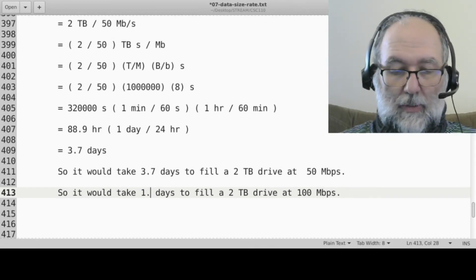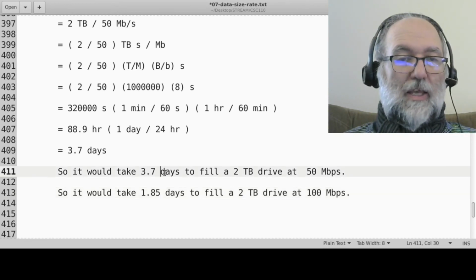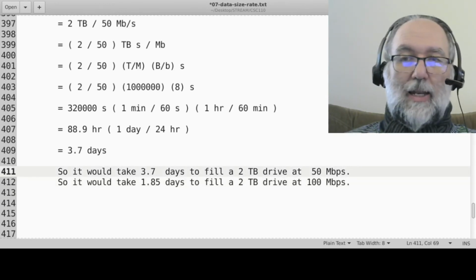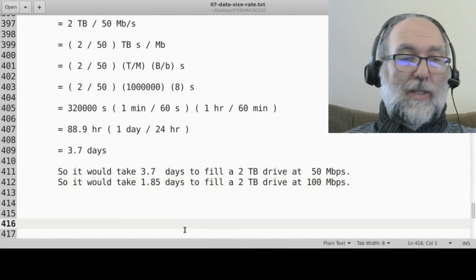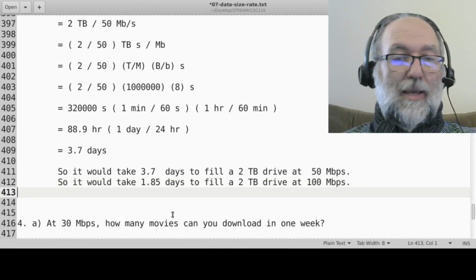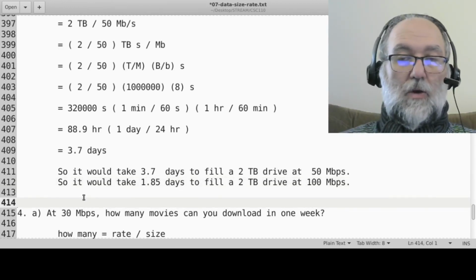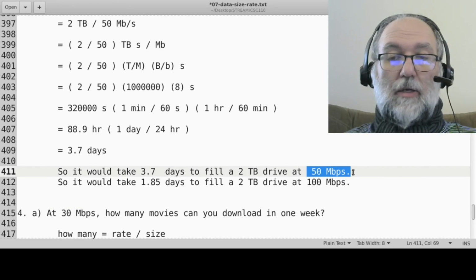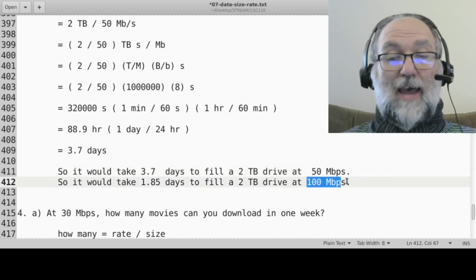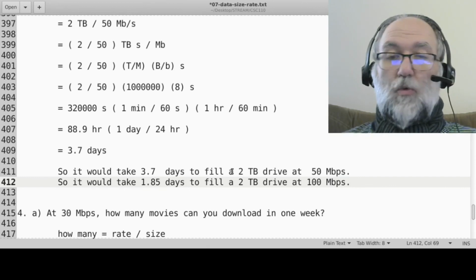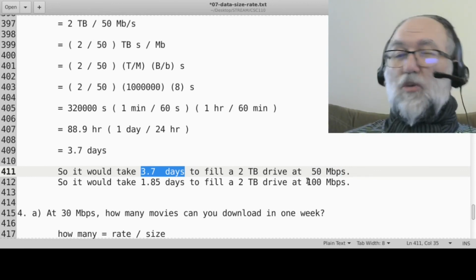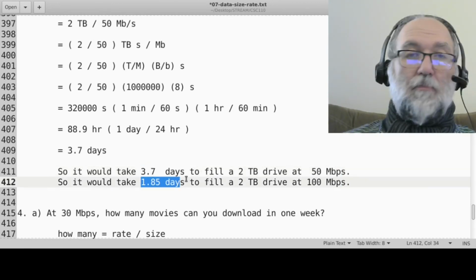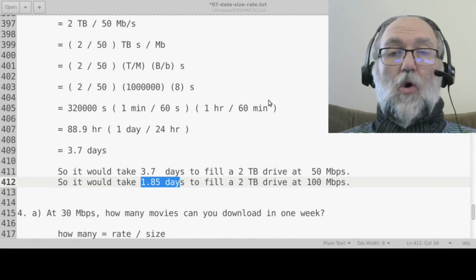Okay, like that. All right. So let's see if that makes sense. You're downloading at twice the speed, it's going to take half the time to fill up the same drive. All right. So once again, what I'm trying to do is get you to just think about these problems intuitively. Okay, because it is kind of like speed in a car. All right. So 50 megabits per second is half the speed of 100 megabits per second. Okay. And if you want to get to 2 terabytes at 50 megabits, it takes 3.7 days. But if you're going at twice the speed, it takes half the time. Okay. So there we go.